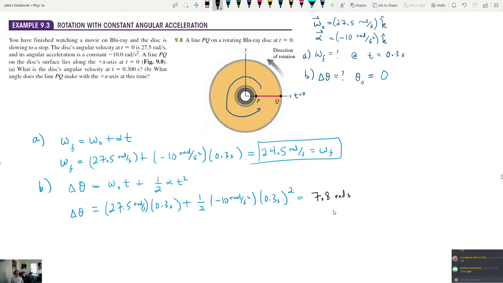Is that less than one revolution? Is that more than one revolution? It's more than one, right? It's a little bit more than one because one revolution would be 2 pi radians, and 2 pi is about 2 times 3.14, which is about 6.28. So yeah, it's a little more than one revolution. In fact, if we want to, we could ask the question, how many revolutions is that?